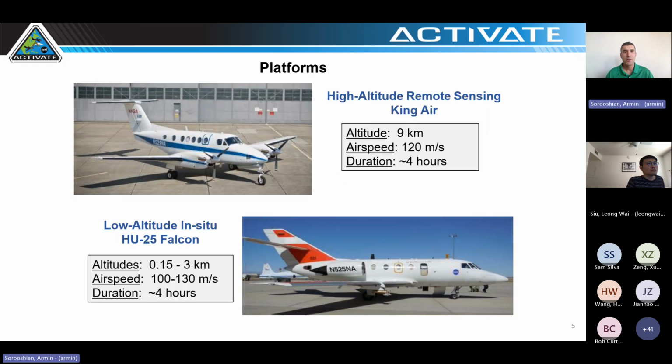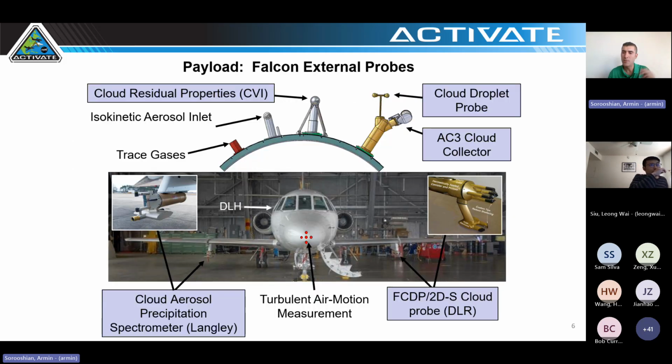So the 2 platforms are shown here. We had the high-flying King Air that did remote sensing and launched dropsondes, and we had the low-flying HU-25 Falcon that did all the nitty-gritty in-situ measurements in the boundary layer of in-situ trace gases, aerosols, cloud droplets, and atmospheric state parameters. Typical flights were about 3 to 4 hours.